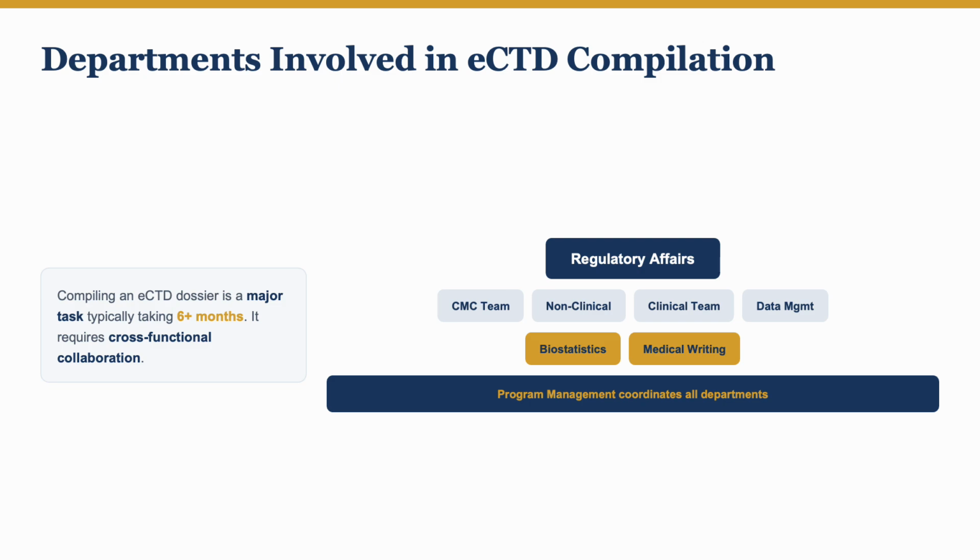The non-clinical team contributes pharmacology and toxicology data. The clinical team provides clinical study protocols and results. Data management handles the organization and quality of data. Biostatistics provides statistical analyses. Medical writing creates the narrative documents. All these departments are coordinated by the program management team, which ensures timelines are met and dependencies are managed. This cross-functional collaboration is essential for a successful submission.